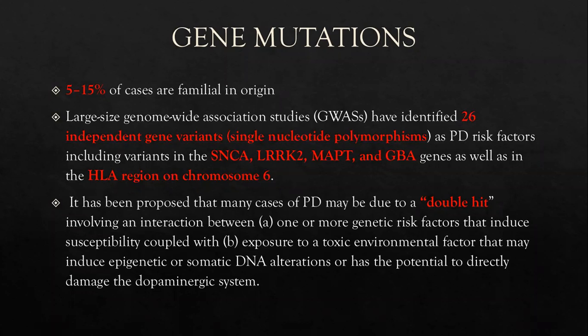Large-size genome-wide association studies have identified 26 independent gene variants, which are single nucleotide polymorphisms, as PD risk factors, including variants in the SNCA, LRRK2, MAPT, and GBA genes, as well as in the HLA region on chromosome 6. It has been proposed that many cases of PD may be due to a double hit. That is, first there will be a genetic involvement, which is aggravated by exposure from the environment, and then the patient definitely develops Parkinson's disease.